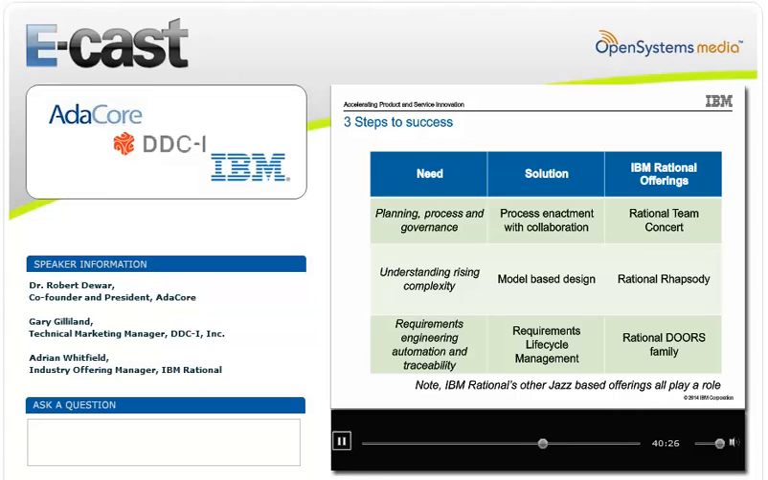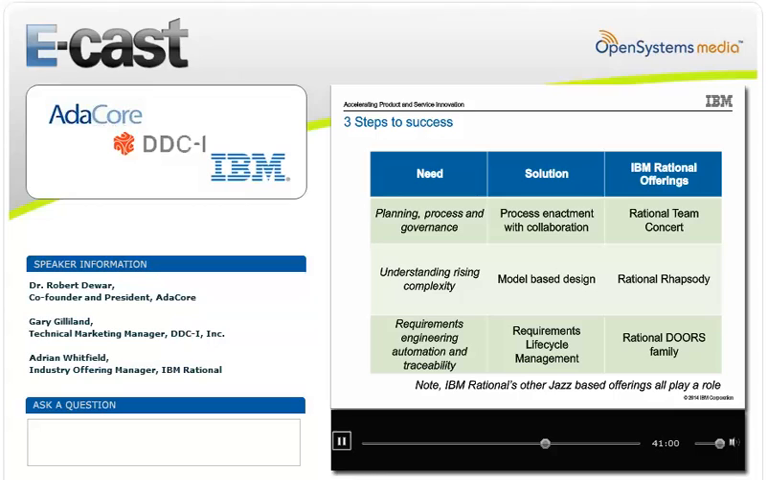So each of these needs can be mapped to a solution: process enactment with collaboration, model-based design, and requirements engineering. And these three in turn can be addressed through best-of-breed tools from IBM. Rational Team Concert to ensure plans are properly followed with process enactment, Rhapsody for your modeling needs, and DAWS for your requirements engineering. So by focusing on these areas, we can help reduce costs associated with having to comply to industry standards often recommended for UAS development.